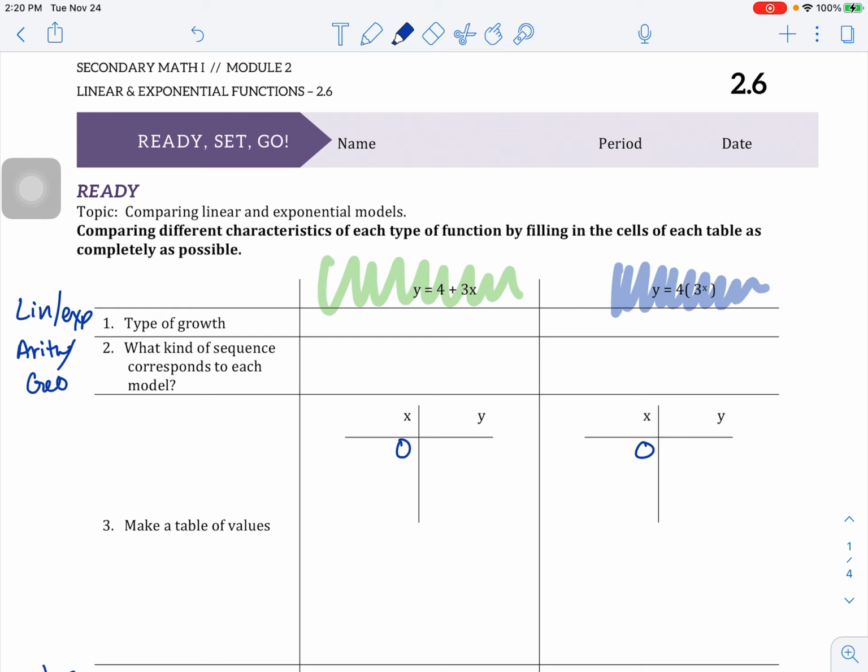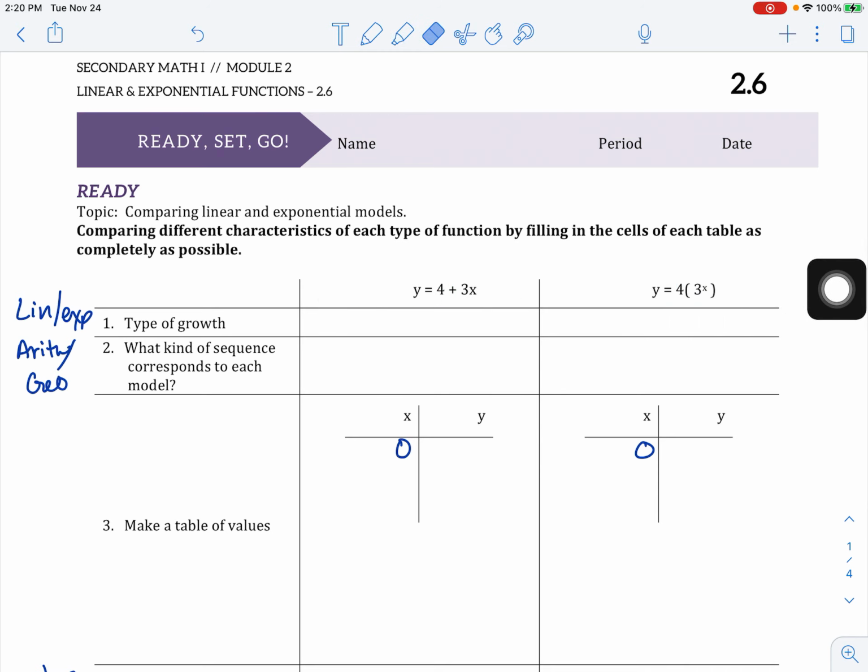So the first, number one, it wants to know what type of growth. So the answer here would be linear or exponential. One of them is linear and one of them is exponential. It's hard to read with those highlighting. The second one says type of sequence, so that's arithmetic or geometric. One of them is arithmetic and one of them is geometric.